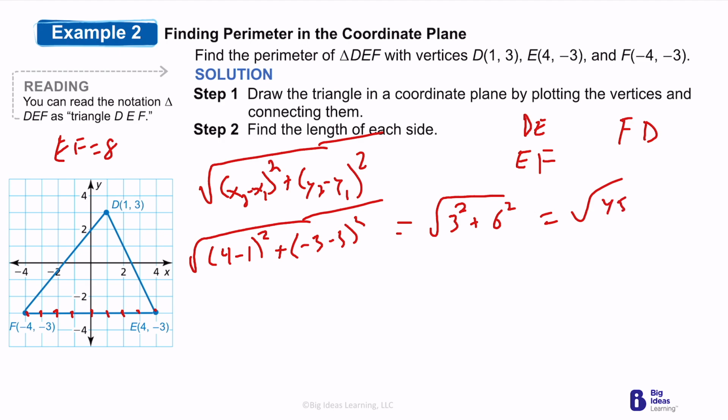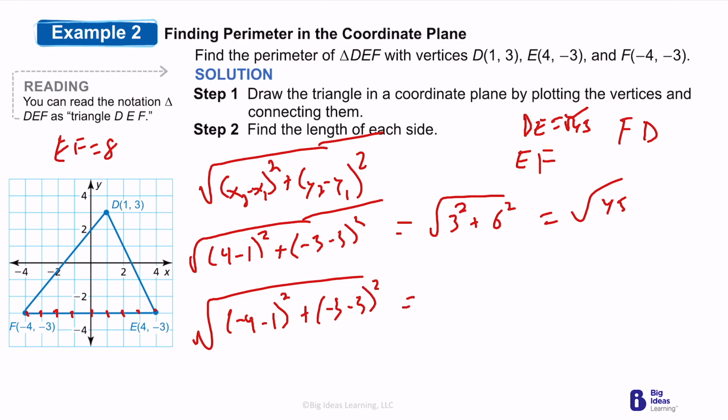And that would be DE. So DE is 45, square root of 45. So FD is the same process, same formula. Just plug in the points. So I have negative 4 and 1. So negative 4 minus 1 squared plus negative 3 minus 3 squared.